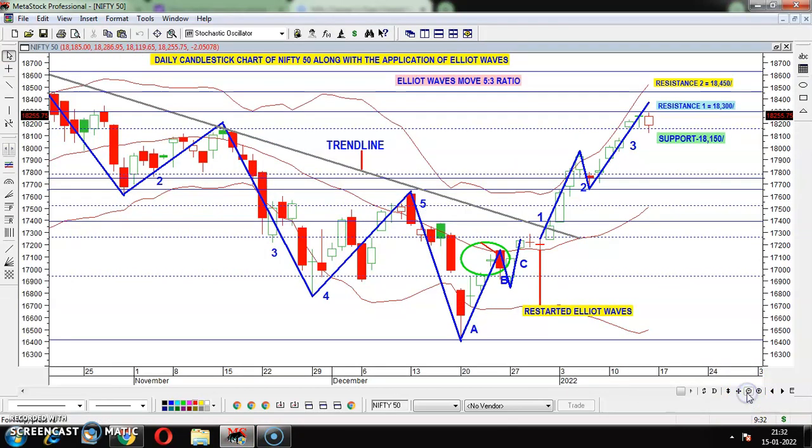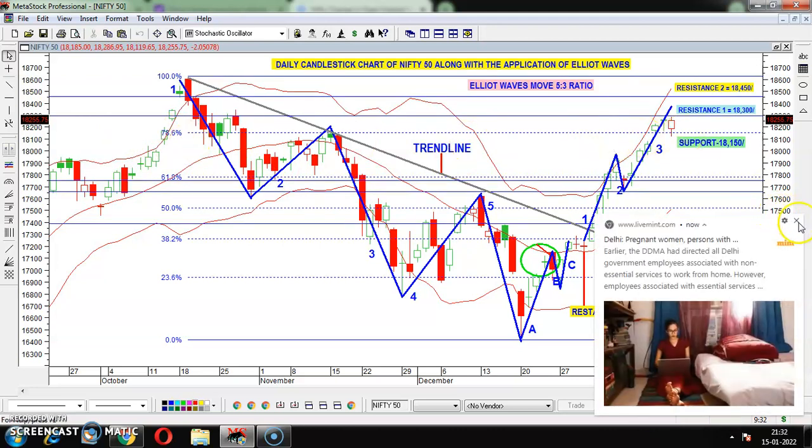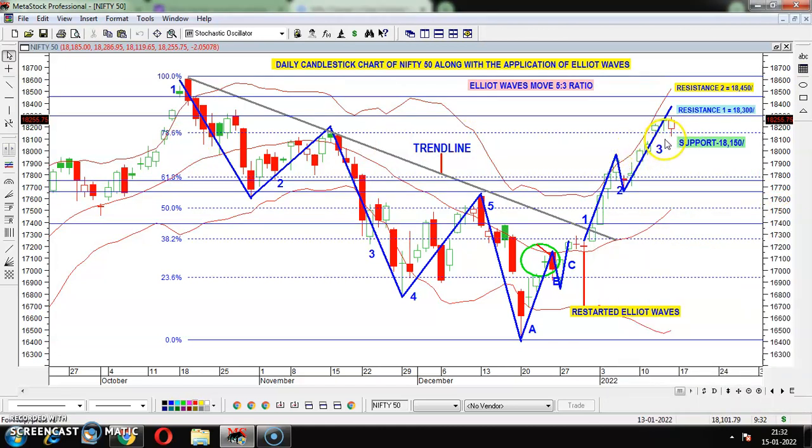The first very immediate resistance is it. Another thing I would like to tell you is that presently Nifty is trading above the 78.6% Fibonacci retracement. This 78.6% Fibonacci retracement is the golden ratio. As it is already trading above the golden ratio, there is a possibility to go towards the upside, right?